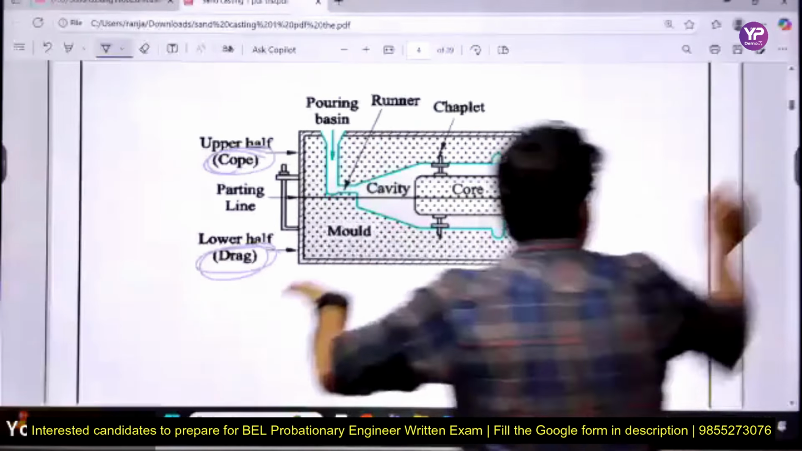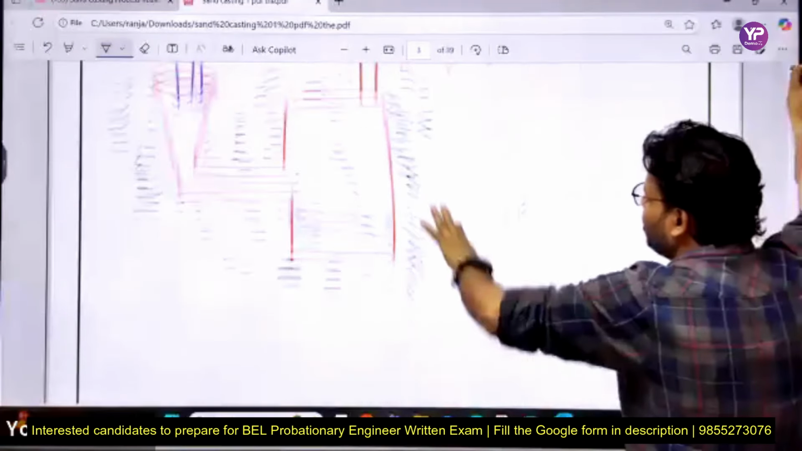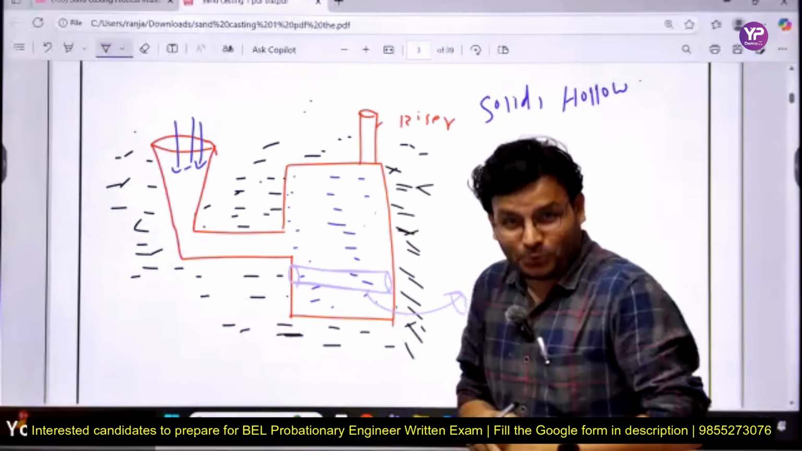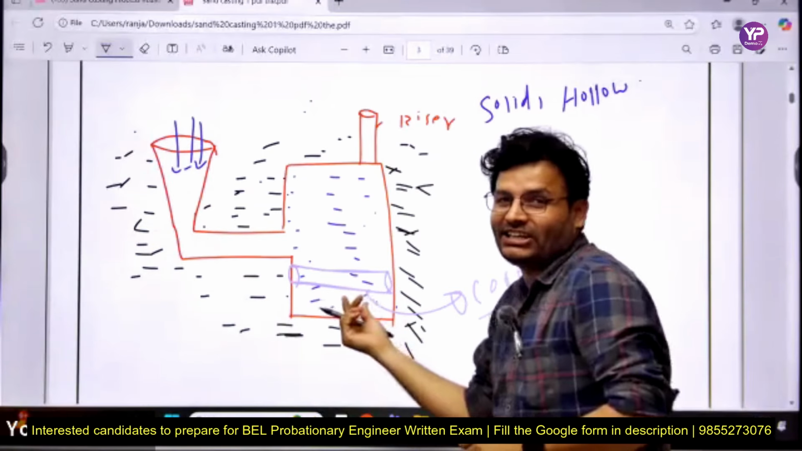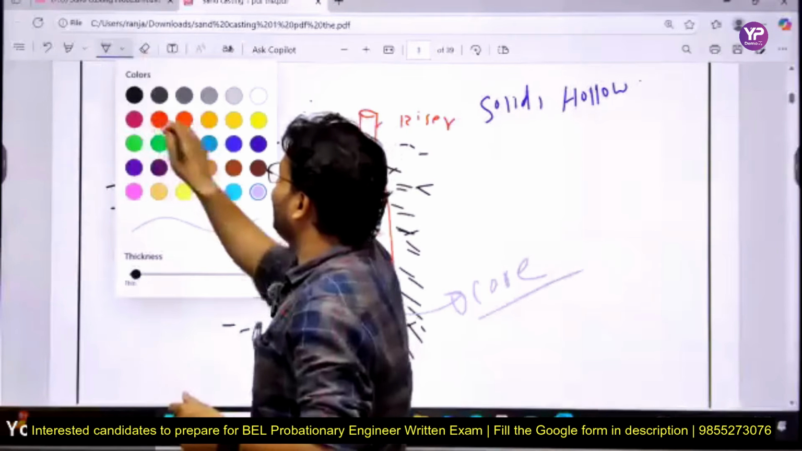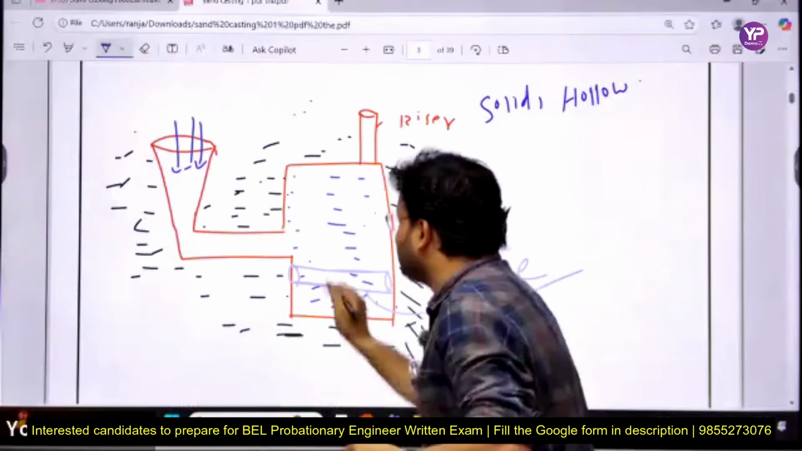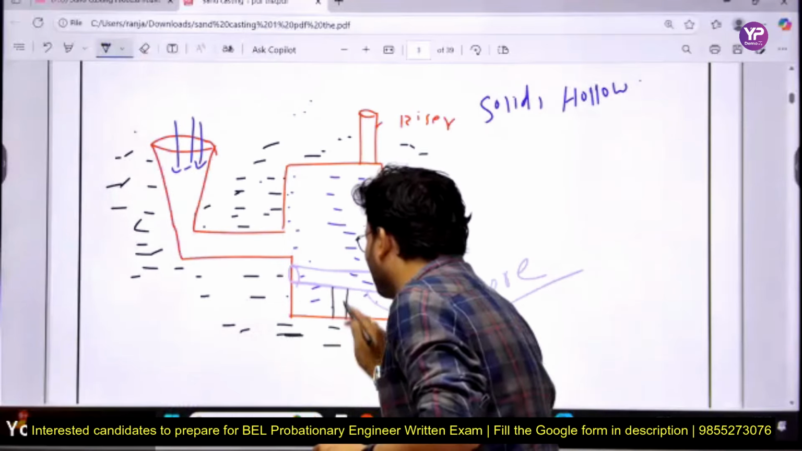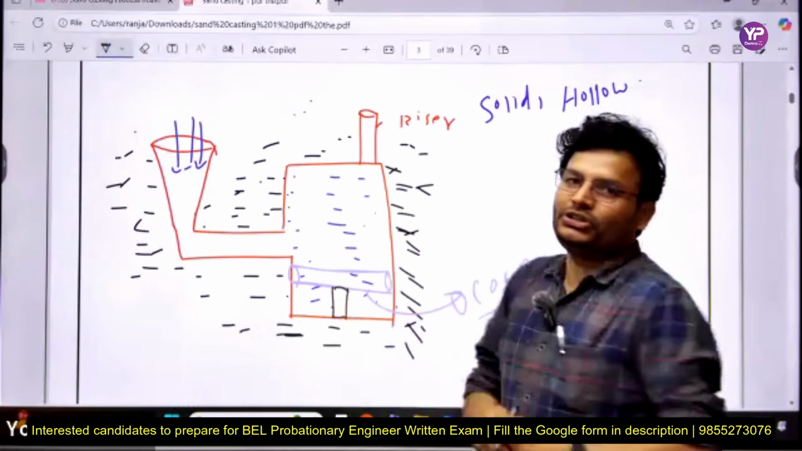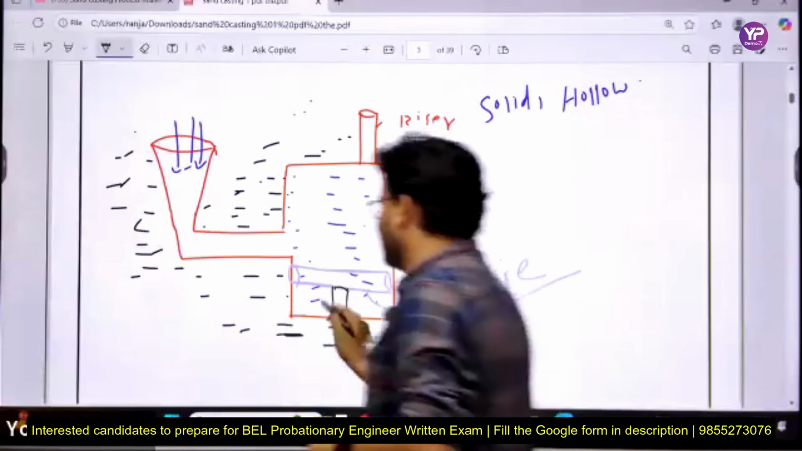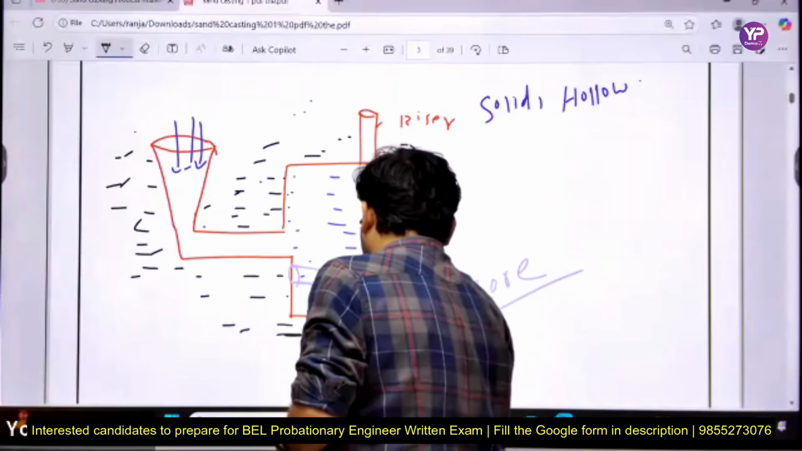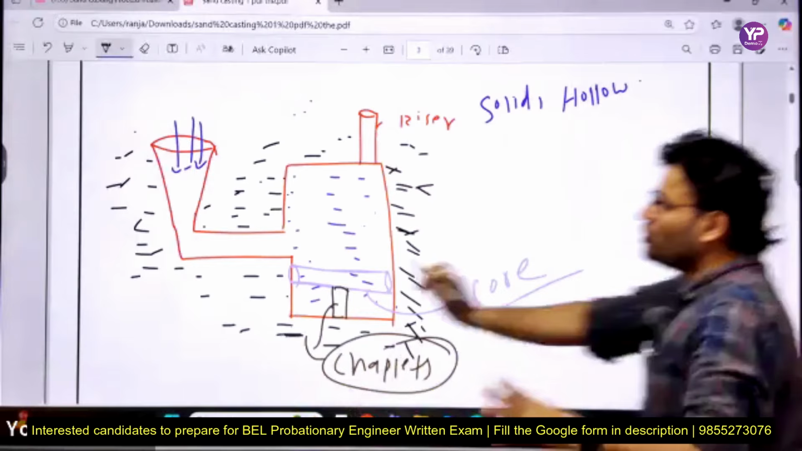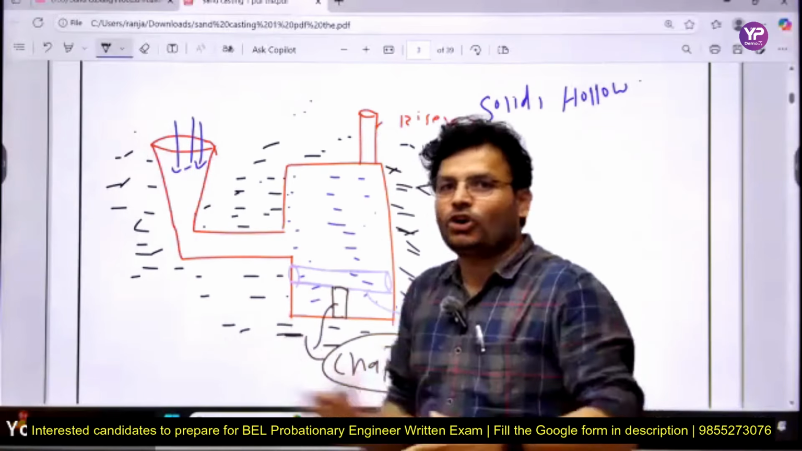Now, my dear friends, everyone just think, now the core will be in the air. No sir, I need to give some support, then only it can stand. Right, you are getting it right. I need to give some support here, like that, and that support is called chaplet. So the chaplet just supports the core in case of getting the hollow casting.